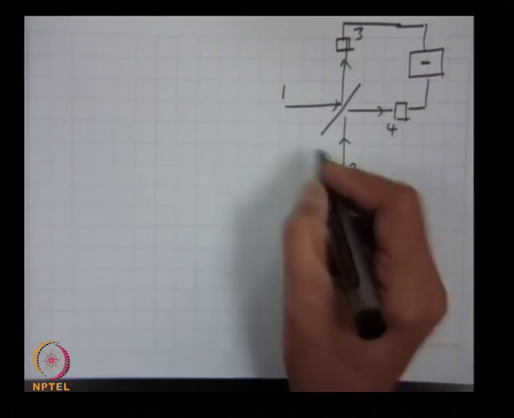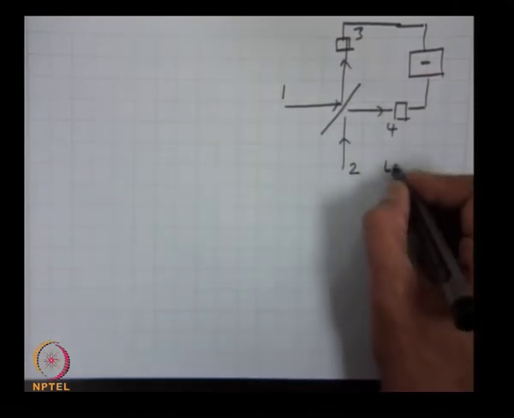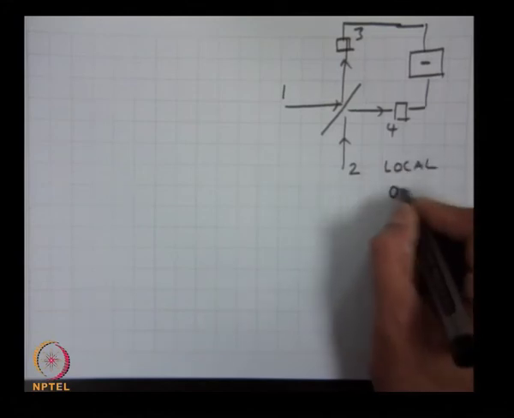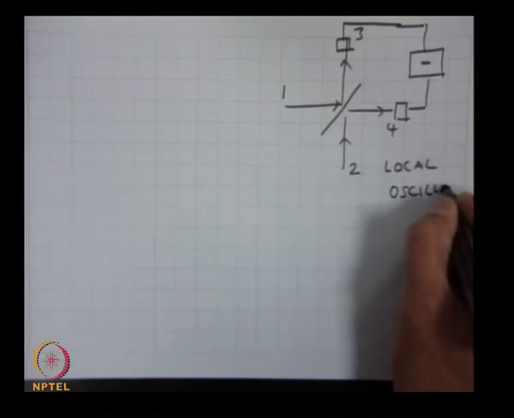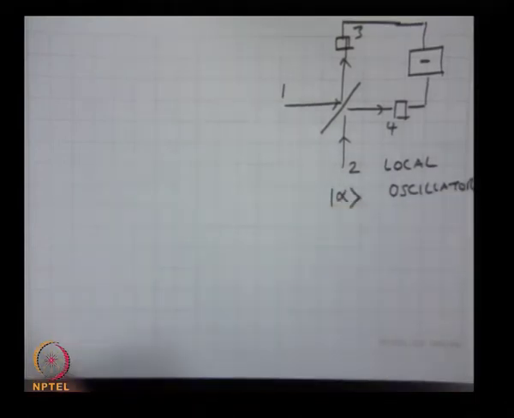Now what happens is, here what I send is called the local oscillator. And we send here a coherent state, which means a laser. A laser output is a coherent state.